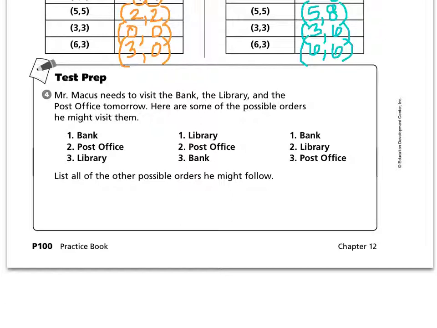So for the bank, post office, and library one, I can see that I have another bank, library, and post office. So the bank one being first, I'm going to say it's done. Let's go ahead and look at the library, post office, and bank. He could have done the library, bank, and then post office. Now the library is done. I'm going to go ahead and put the post office on top, and it could be the library and bank, or it could be the post office, bank, and then library.